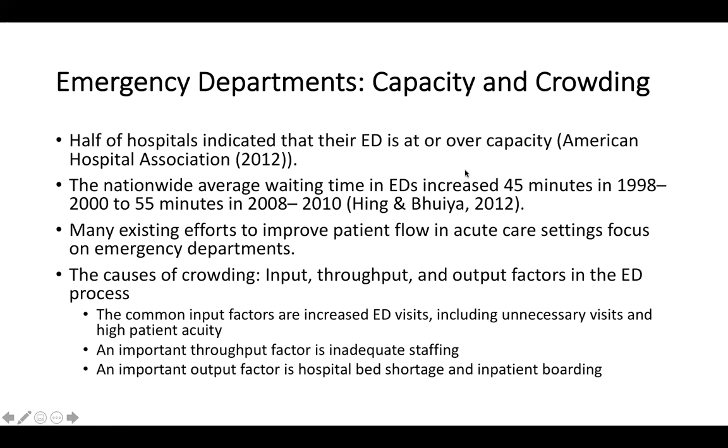So these are some statistics, most of them coming from the US. Half of the hospitals in the US have specified their emergency department at capacity or over capacity. In 1998, the waiting time in the emergency department was about 45 minutes, but it came to about 55 minutes in 2010. And there's some data that currently it's a lot more, about 200 minutes or so.